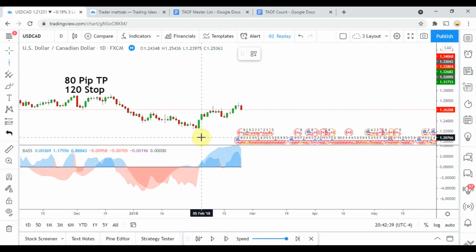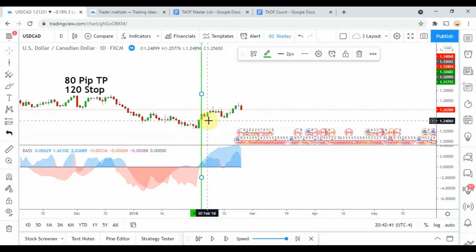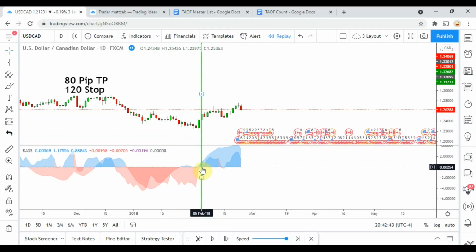So then over here on this side, we pick up a long signal right there. You can see that it goes from light blue to a darker shade of blue, and we get a nice move to the upside. So very good.